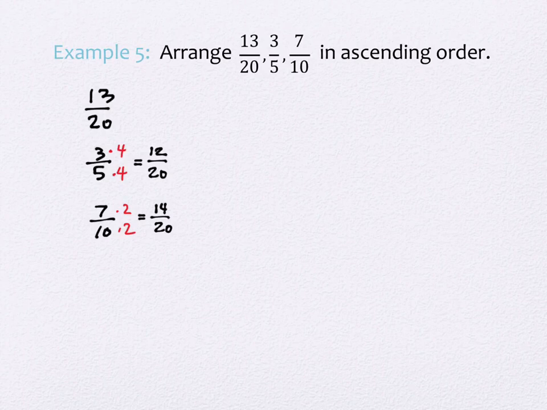Okay, it says ascending order. What does ascending mean? Getting bigger, like when you ascend a staircase. It means it's getting bigger. So we start with the smallest, okay? So this is meaning small to large.